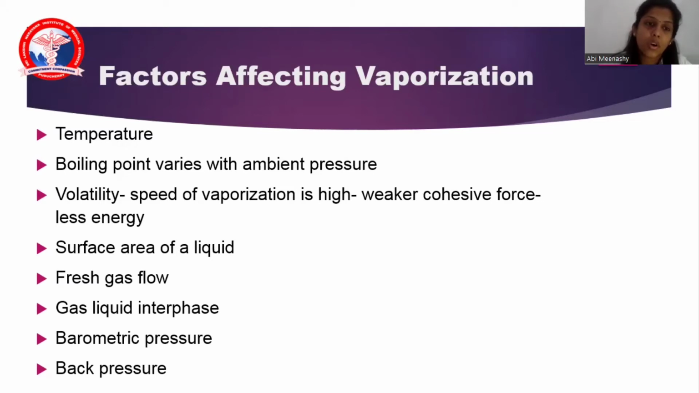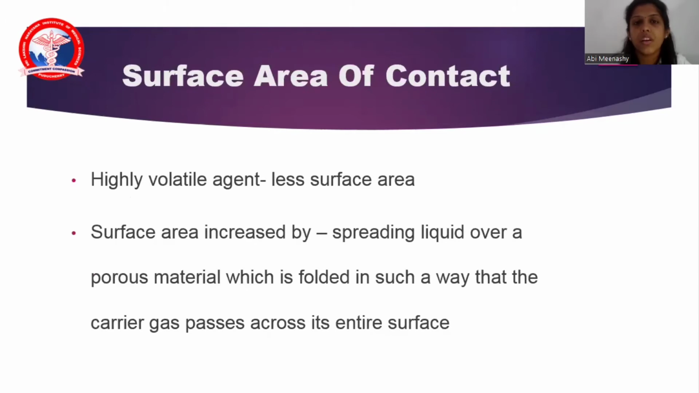The surface area of a liquid. Surface area of liquid should be adequately high, because the fresh gas flow has to go and get in touch with this liquid. Fresh gas flow, the amount of gas you set. Gas liquid interface, again for surface area contact. Barometric pressure and back pressure. Okay, surface area of contact. Highly volatile agent will require only very less surface area.